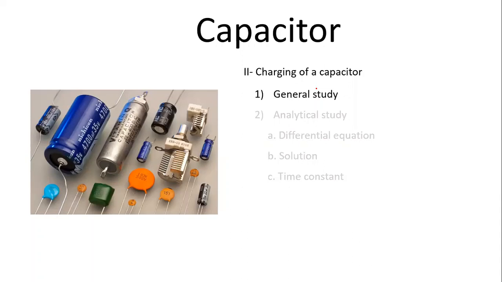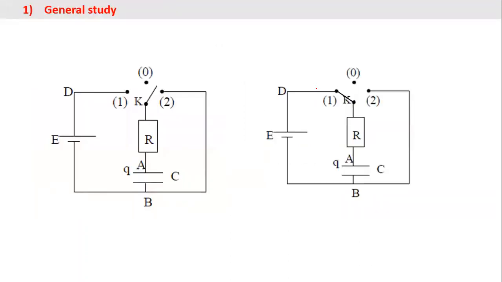Part 2, charging of capacitor. We'll do first a general study about the charging, how the process goes. So here, in this figure, we have a dry cell, resistor, and a capacitor, and we have a switch.